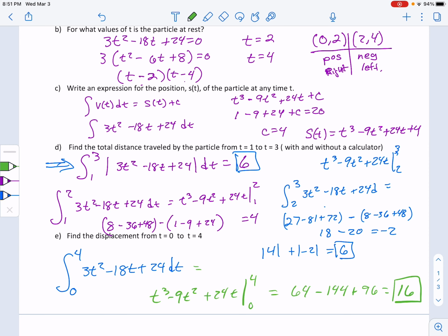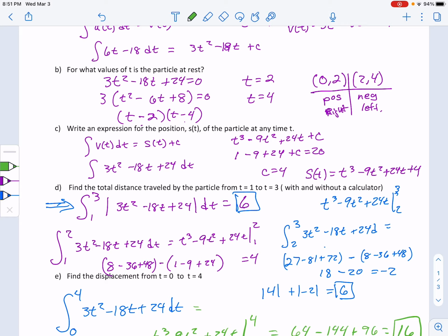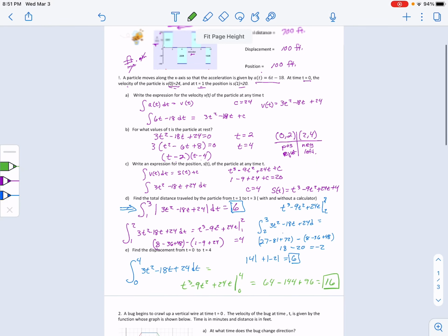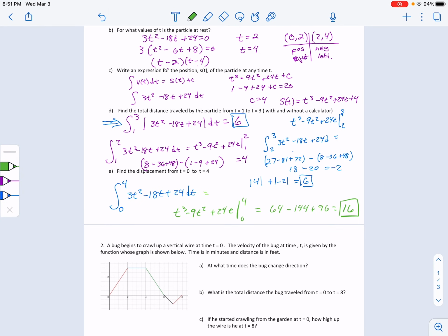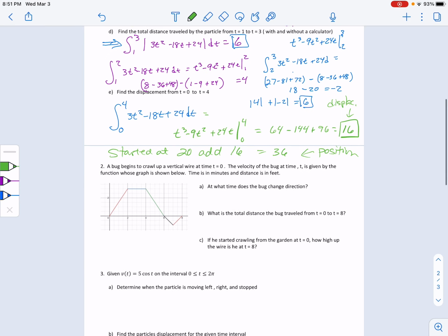Oh, but we got to add. Oh, it didn't ask position. That's displacement. If he asked for position, he started at 20. So you have to add 16, and he's standing at 36. Okay? That's if they ask for position. This is displacement. All right, not too bad. Just a lot of busy work.